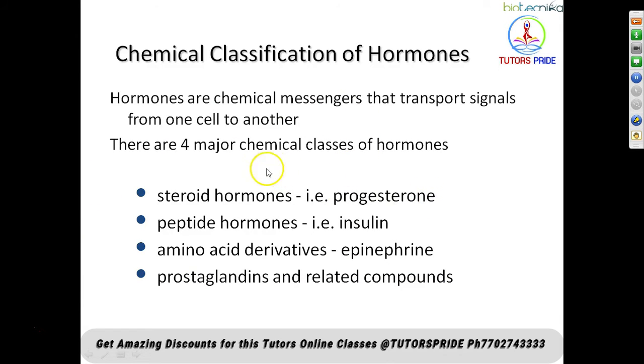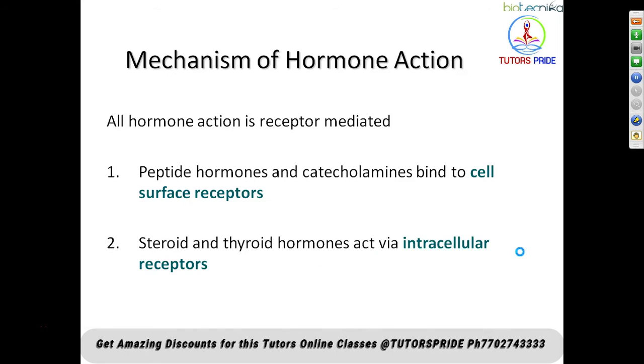As you know, hormones are chemical messengers that transport signals from one place to another. So there are four categories depending on the chemical classification: steroid hormones, example progesterone; peptide hormones, insulin; amino acid derivatives, epinephrine; and prostaglandins and related compounds. Okay, mechanism of hormone action.